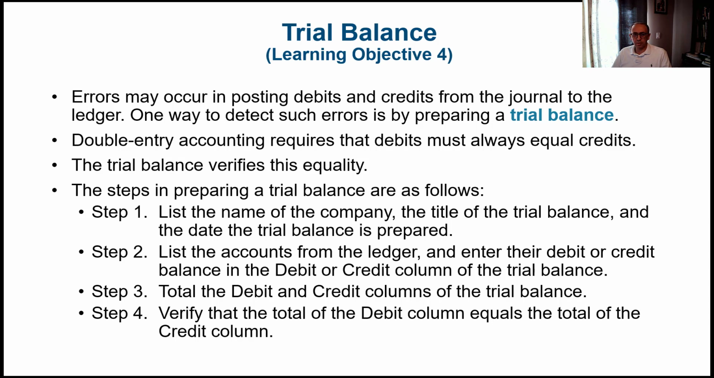First, we'll list the name of the company, the title of the trial balance, and the date the trial balance is prepared, which is usually a specific date. Then we'll list the accounts from the ledger and enter their debit or credit balances in the debit and credit column.